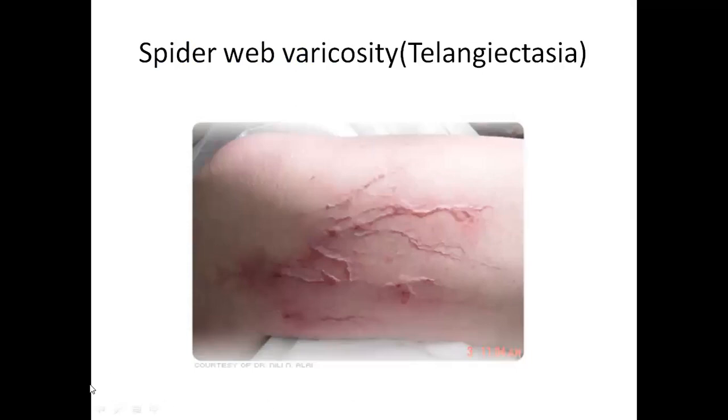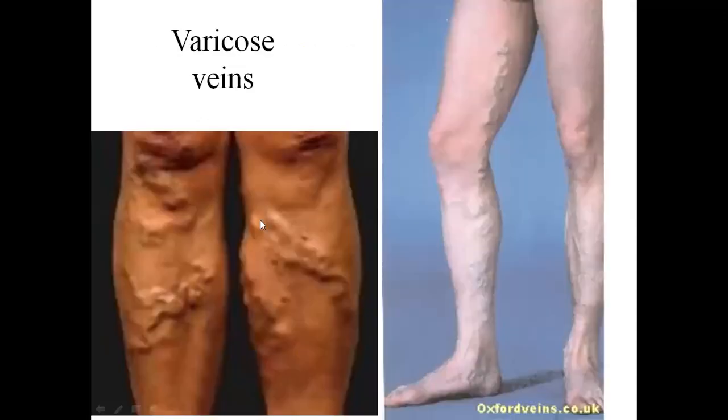Now, spider web varicosity. It means that you are finding the veins become too tortuous, and the blood is getting clotted over there. So this spider web varicosity is actually called telangiectasia. Usually we do not find varicosity much in the upper limb because upper limb veins do not have valves, because the blood is not moving opposite to gravity.